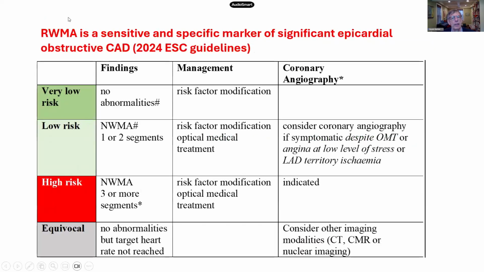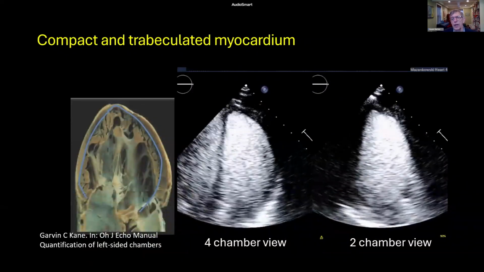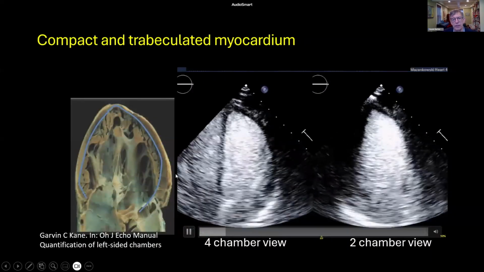Now, there is another guideline, Attila mentioned that, of the ESC on the management of chronic coronary syndromes. These guidelines confirm what we have been using in stress echocardiography for a long time, the fact that regional wall motion assessment is a sensitive and specific marker of significant epicardial obstructive coronary artery disease. And what is significant? Significant are studies which we call high risk in our conclusion. That means 3 or more segments show new wall motion abnormalities. So assessment of wall motion abnormalities is the first thing to do, but it's sometimes tricky.